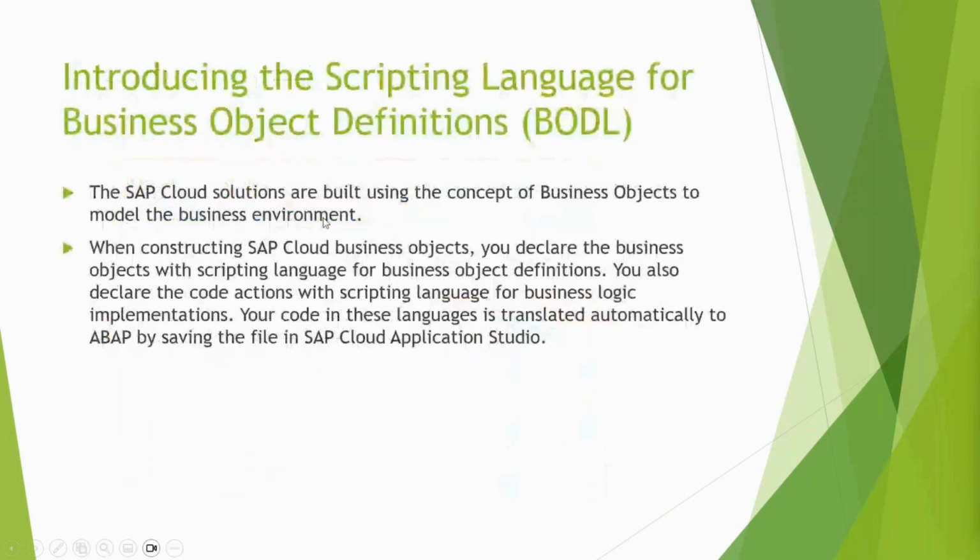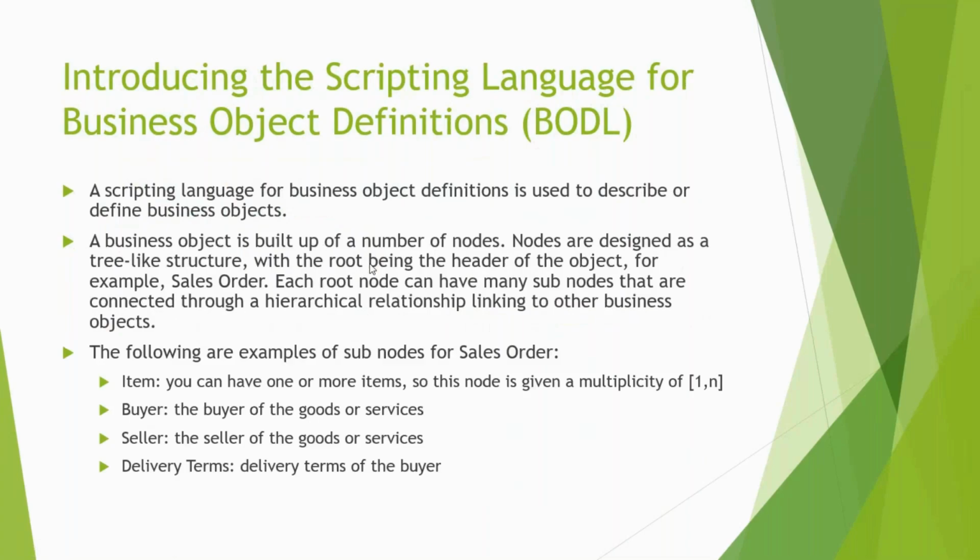The language which we use to define the business objects in SAP C4C is called the business object definition language. When we are creating a business object, we will declare elements, actions, and also associations using this business object definition language. And then this business object is built upon a number of nodes.